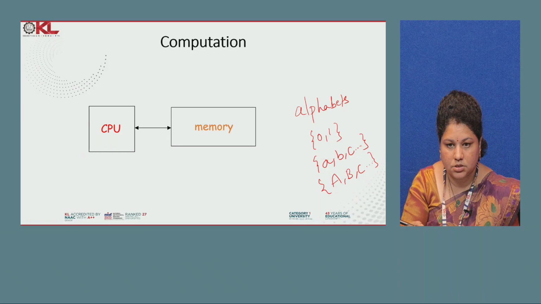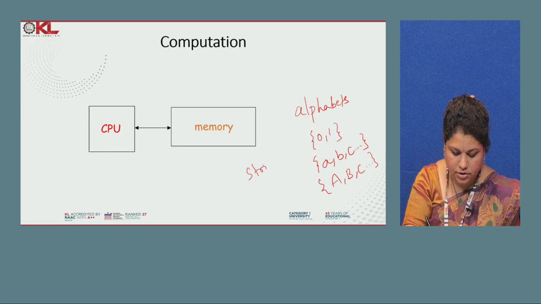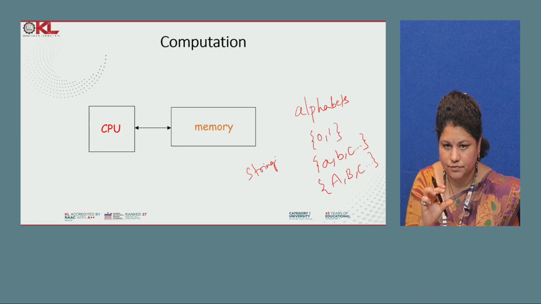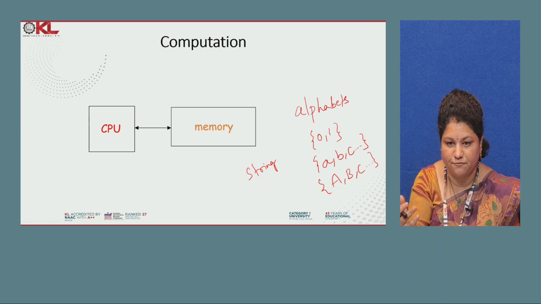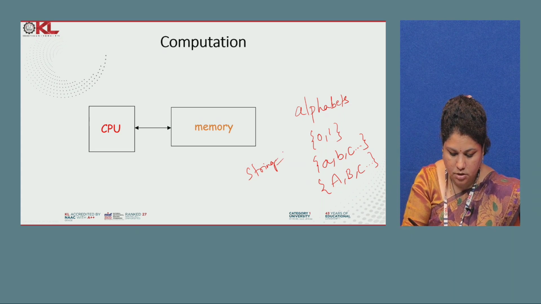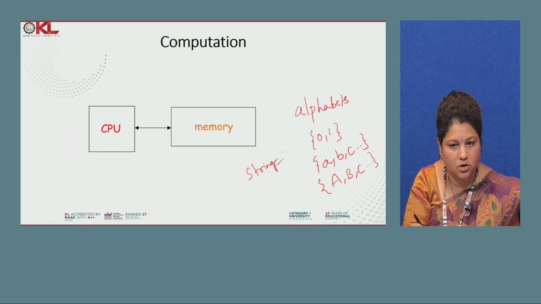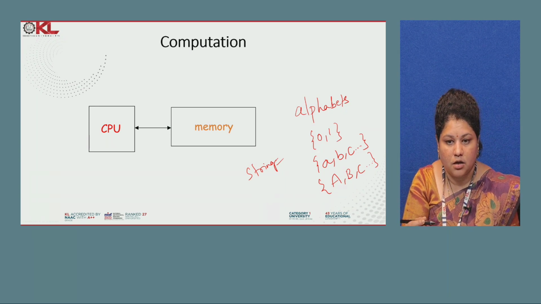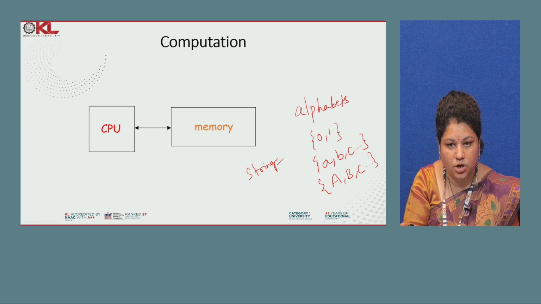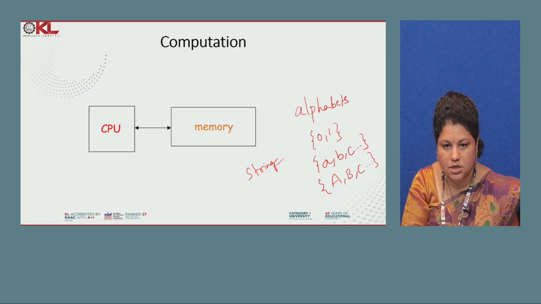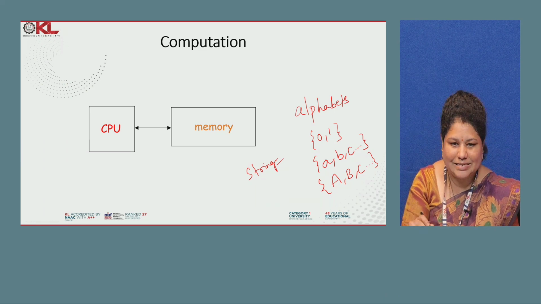After that we have to generate the strings. Strings are nothing but a collection of symbols over an alphabet. So from the combination of the binary alphabet, small case alphabets and capital letter alphabets, we can generate a number of strings. We'll see what strings can be generated from the given constraint.